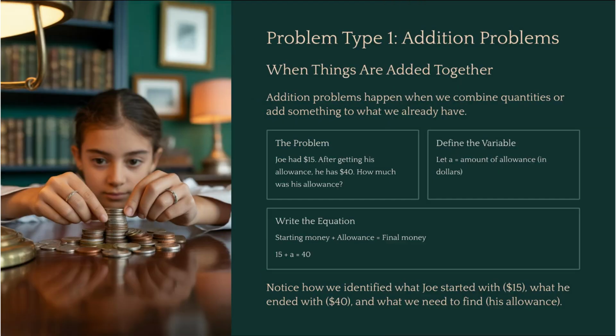Let's try an addition problem. Joe has $15. After getting his allowance, he has a total of $40. How much was his allowance? We let A equal the amount of allowance. His starting money plus his allowance equals the total. 15 plus A equals 40.